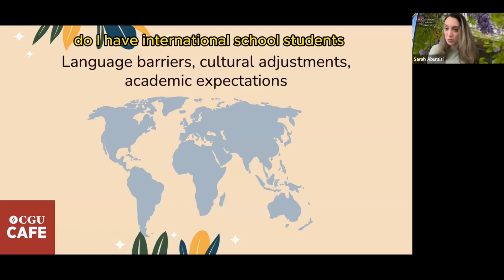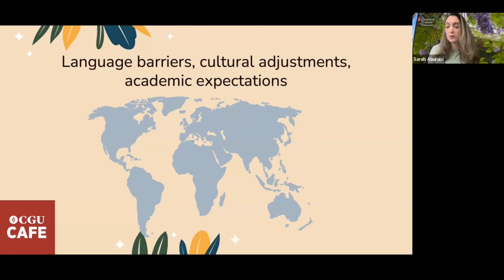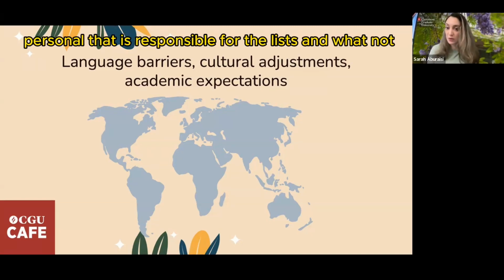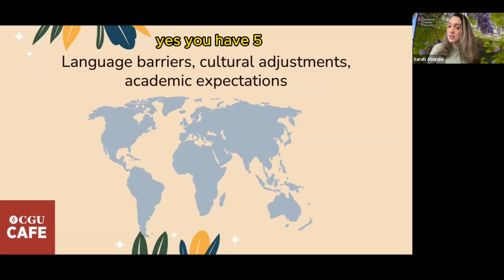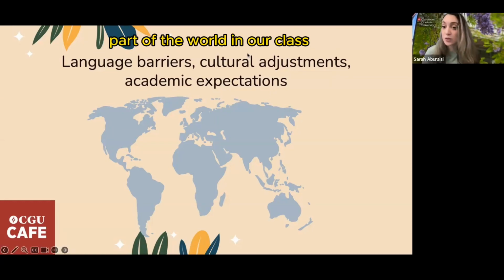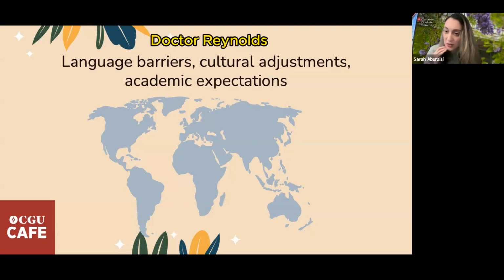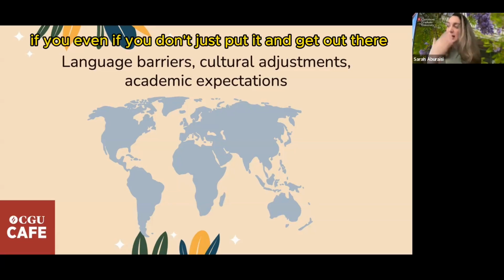Do I have international students, scholars in my class? That's something that you can ask maybe the department personnel that is responsible for the lists and whatnot. And then if they do disclose, yes, you have five, then you have a legit reason to say at the beginning, well, we have a lot of people from a lot of parts of the world in our class, and I am native to California, and I might use some slang, even if you won't, Dr. Reynolds.